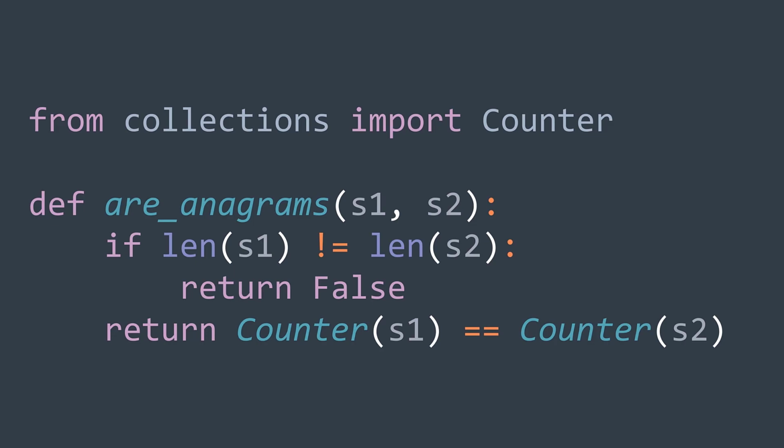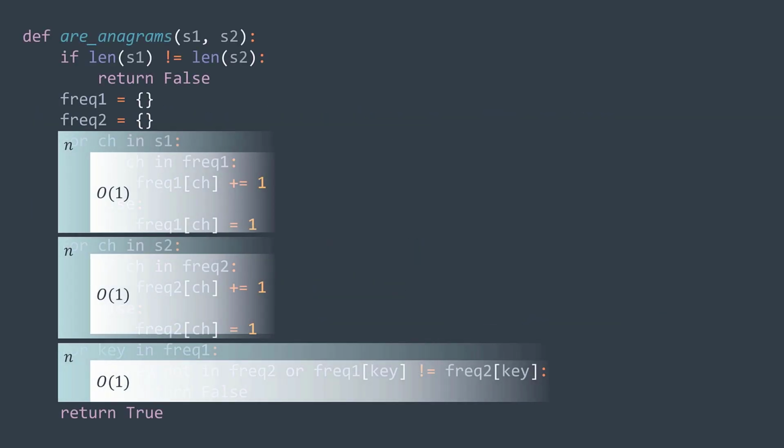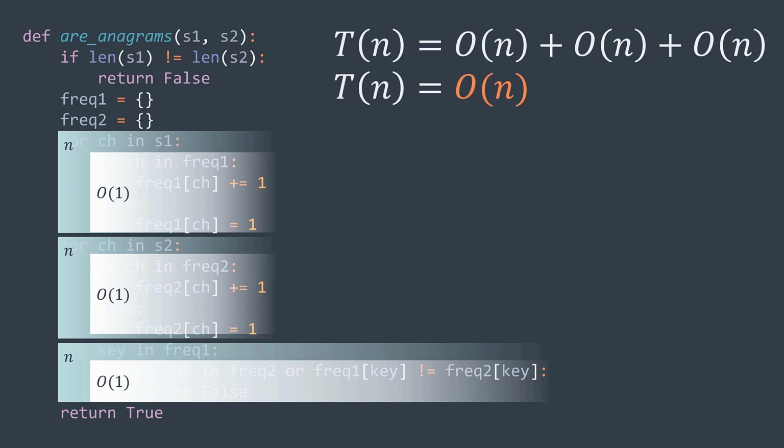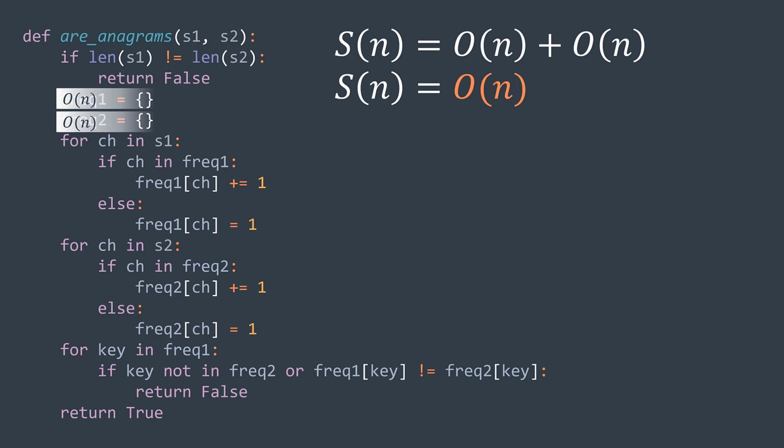For the time complexity, in the worst case, S1 and S2 have the same length, let's name it n. We're traversing n characters at most 3 times, and searching and inserting in a hash table costs O of 1 in average. We get O of n plus O of n plus O of n, which gives an O of n time complexity. And for the space complexity, we have O of n for each table because they can contain up to n keys each. We get an O of n space complexity.